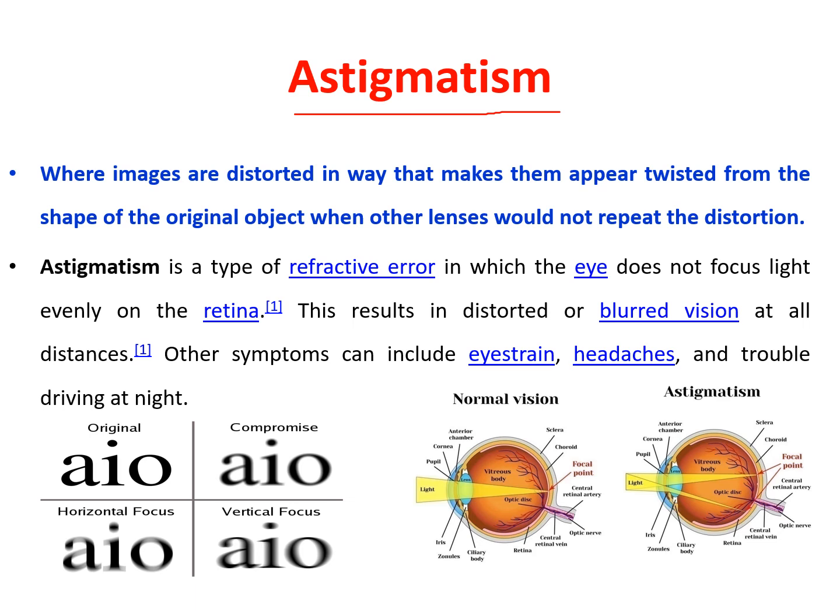Astigmatism is a type of refractive error in which the eye doesn't focus the light evenly on the retina. The result is distorted or blurred vision at all distances. Other symptoms can include eye strain, headaches, and even trouble driving at night. How does this happen? Listen here.